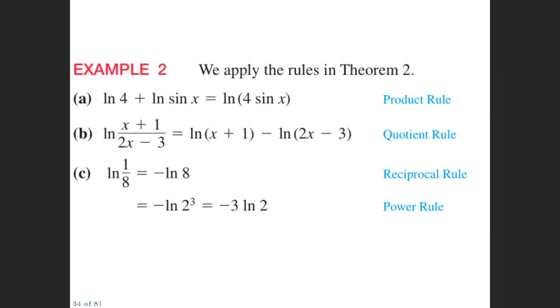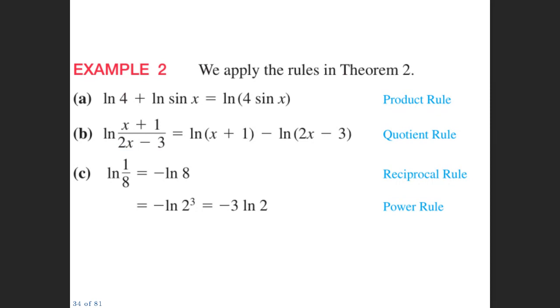For example, part a: ln 4 plus ln sine x, using the product rule, that's the same as ln of 4 multiplied by sine x. Or part b: ln of x plus 1 divided by 2x minus 3. By the quotient rule for the natural logarithm, that's the same as ln of the thing on the top, ln x plus 1, minus ln of the thing on the bottom, ln 2x minus 3.